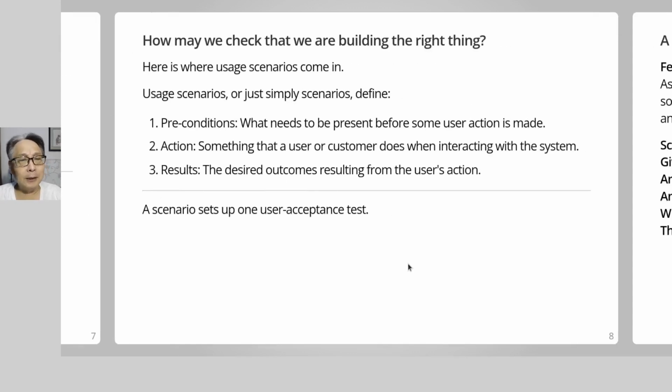So, how is it that user requirements help us check and keep us on track that we are building the right thing? This is where part 2 or another feature of Gherkin comes in, scenarios. Usage scenarios, or just simply scenarios, define 3 things. First, what needs to be present before some user action is made. This is known as the preconditions or prerequisites. Then we need to describe the action, what the customer does when interacting with the software system. Finally, the desired outcomes resulting from that user's action. So one scenario sets up one user acceptance test.